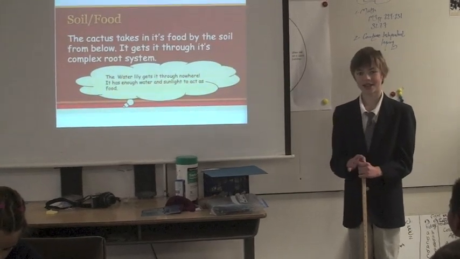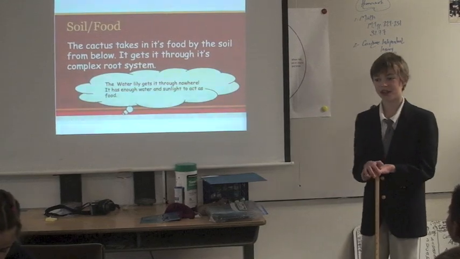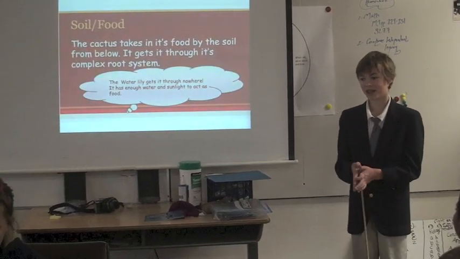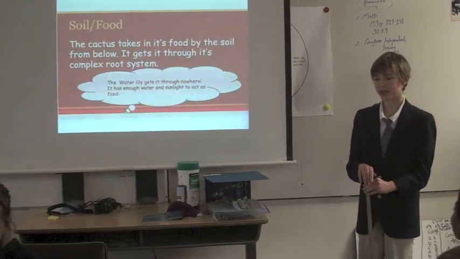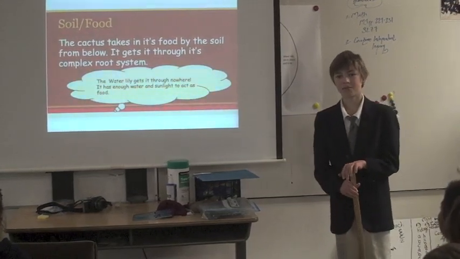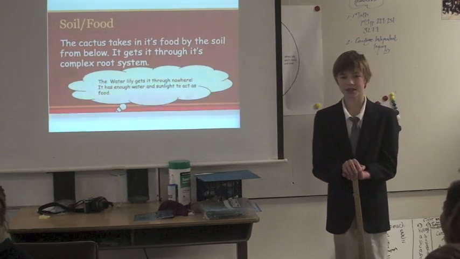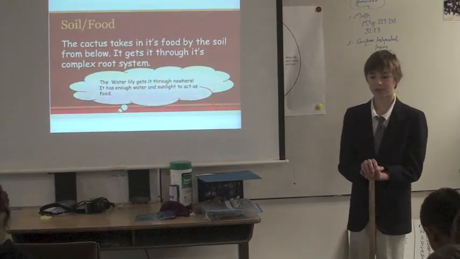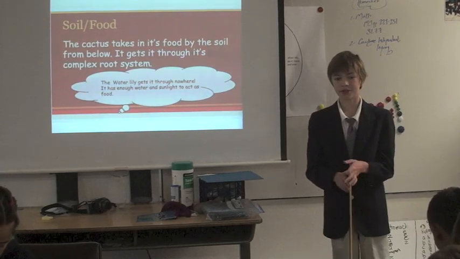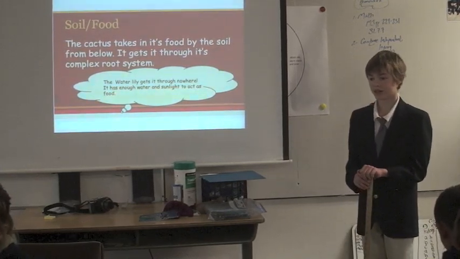So this last is food. The cactus gets its food from the nutrients in the soil and the CO2 in the air. It gets some of the nutrients in the soil through its roots and the CO2 from everywhere. The water lily gets CO2 a lot, but since it doesn't live in soil with other nutrients, it doesn't really get it from there. It just gets enough CO2.